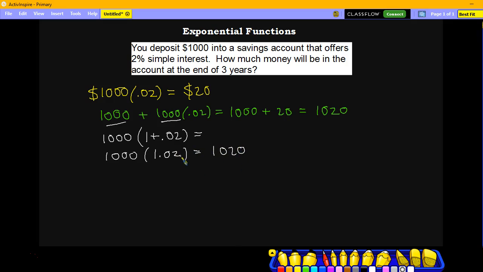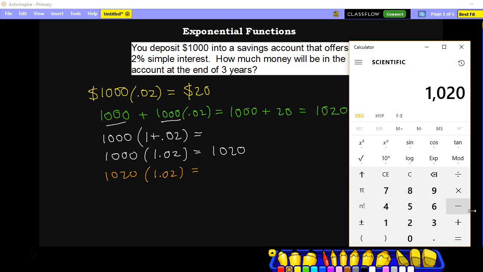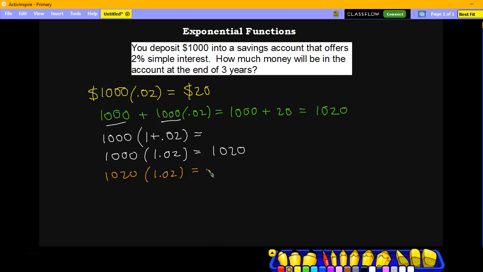So it seems to me like this is a bit easier than this, especially if we have to do it multiple times. So now we'll go ahead and do it multiple times. We'll take the 1020 and multiply it by 1.02. And let's see what we get. Times 1.02 is 1040.4. That's what we got before. Yay. So this looks like it's working. And we'll do it again.